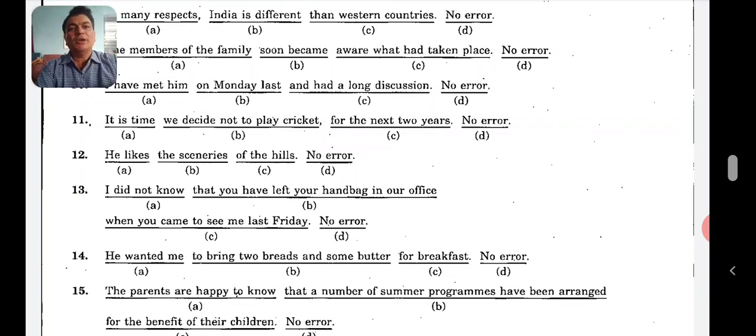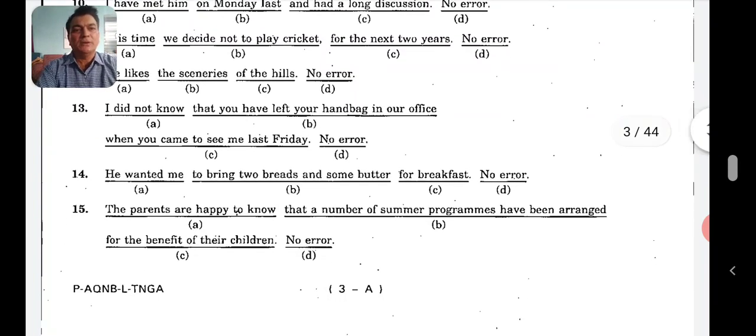He wanted me to bring 2 breads and some butter for breakfast. Now here, bread and butter. In this case, we don't say breads. What you have to say? 2 loaves of bread and some pieces of butter for breakfast. He wanted me to bring 2 loaves of bread and some pieces of butter for breakfast. So the error is in B.